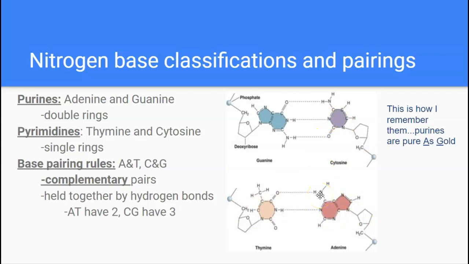The way that I remember the purines is as pure as gold, Ag. Those are our double rings. And what would you rather have, a single ring or a double ring? I'd rather have a double ring made of gold, wouldn't you? Okay, so whatever helps. And one thing to note too is that C and G have three hydrogen bonds in between them, shown by these dotted lines, and A and T only have two.